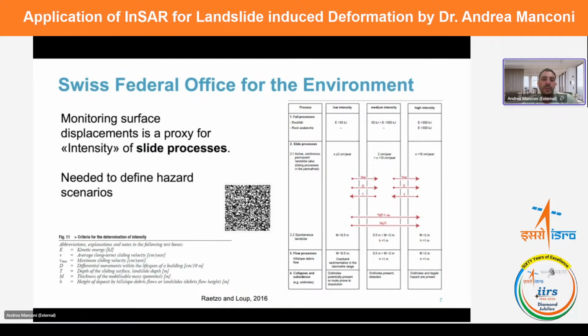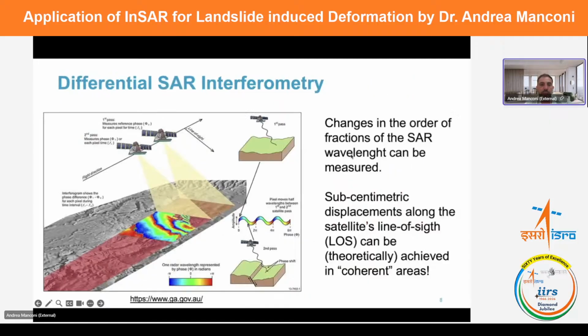Specifically in Switzerland, we have the guidelines from the Swiss Federal Office for the Environment for slide processes, and this can apply to mountain slide processes and also to lower range processes. But in general, when we talk about the hazard, which is a combination of intensity and probability, the intensity of slide processes is clearly defined based on velocity. That's also the reason why we are really interested in methodologies and techniques that might indicate the velocity of slopes. And for sure, radar interferometry is one of the key techniques that can help us.